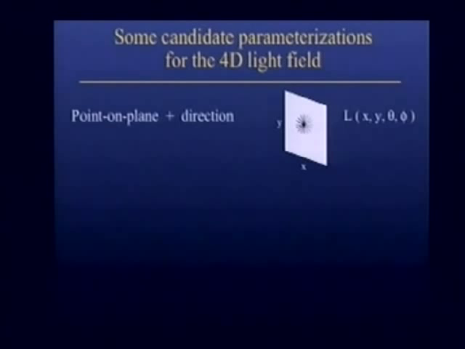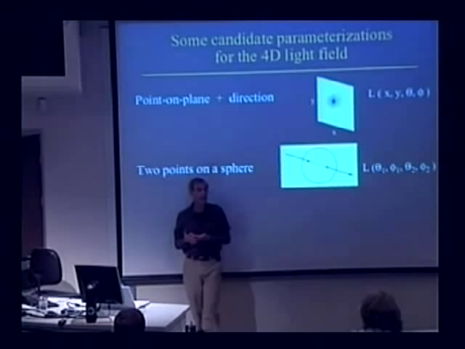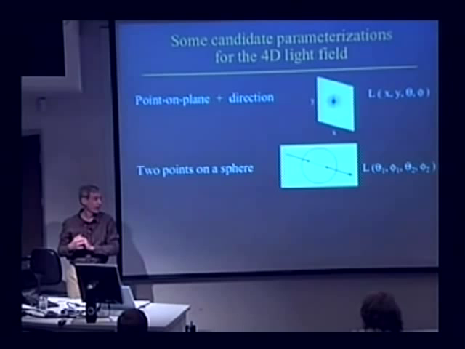Another parameterization you might imagine would be to take a sphere and choose two points on the sphere. So latitude, longitude of the first point, latitude, longitude of the second point, draw a ray between them, and you can enumerate the light field that way. This one has one nice characteristic: if you randomly choose these points on the surface of a sphere, you will uniformly parameterize the entire light field. You have an equal chance of measuring the light in all directions and positions.